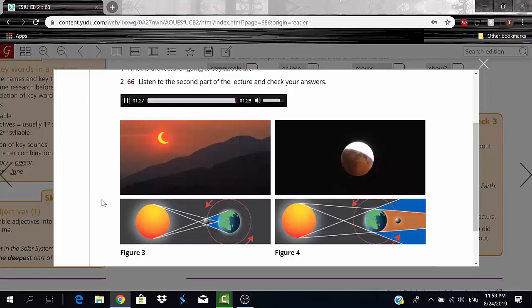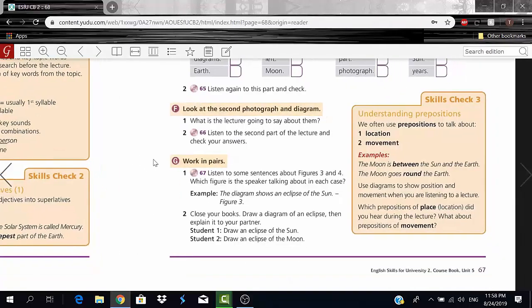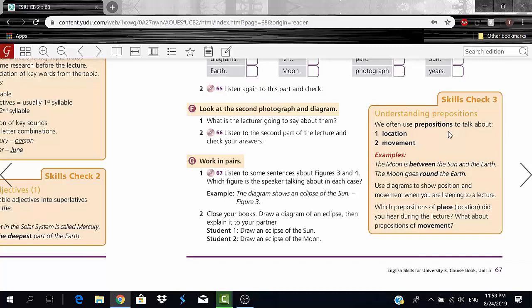Okay, so I definitely think that my answer was correct. She did talk about eclipses and how eclipses happen and they're different types. Okay? So now, before we move to exercise G, here we have prepositions. Now, here we have understanding prepositions and why do we use them. So, we often use prepositions to talk about location and movement, okay? So, when I want to use prepositions, I often use them to talk about the location of a place or something and the movement of something, right?